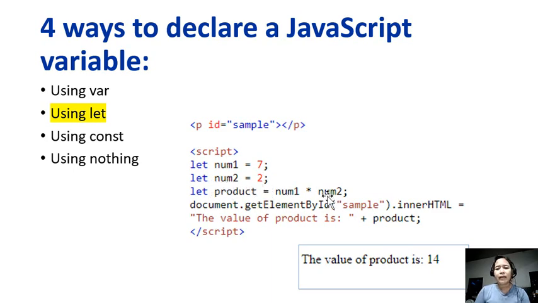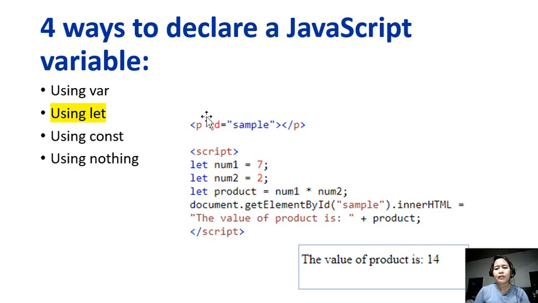So when you multiply them and store it to the third variable product, and you display it using, again, the same code, document.getElementById(), and then sample is the name of your ID, that will replace the value here in your p code. That innerHTML means that this placeholder p will display "the value of product is", and then the value of your variable product, which is the result of multiplying num1 times num2. So that will display 14. So the value of product is 14.